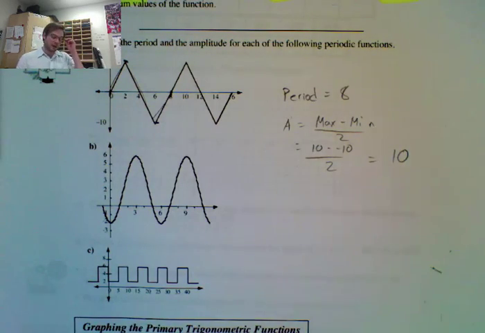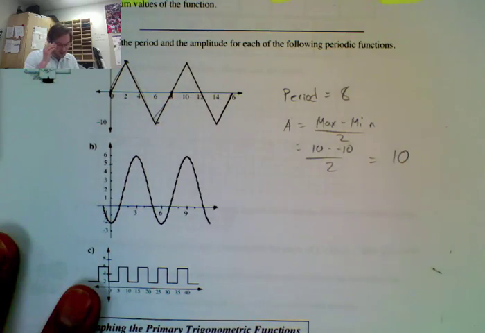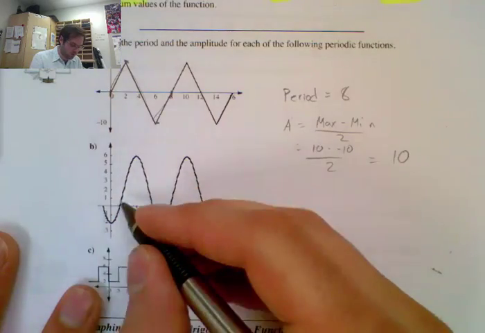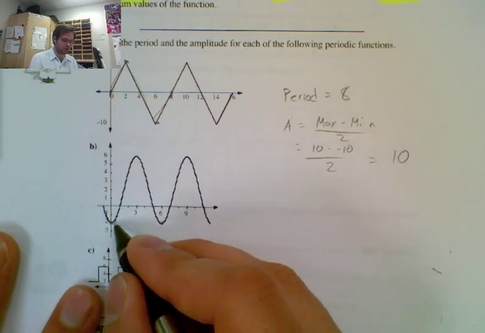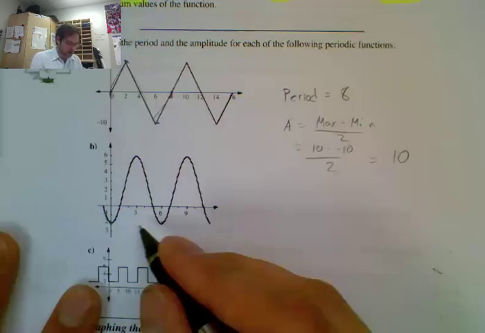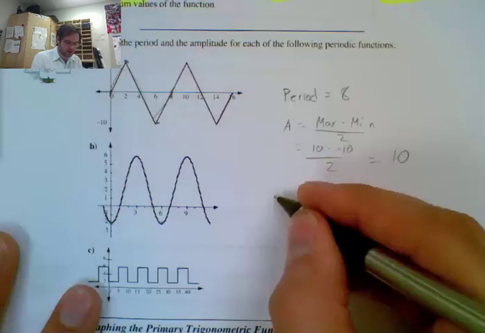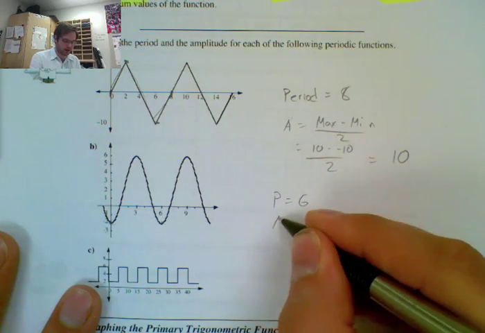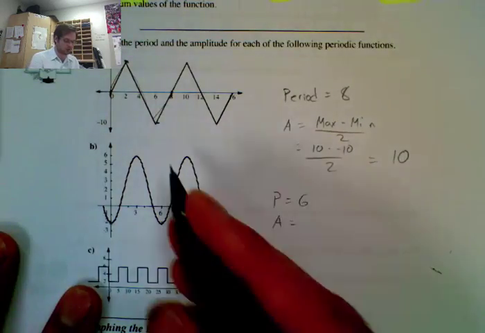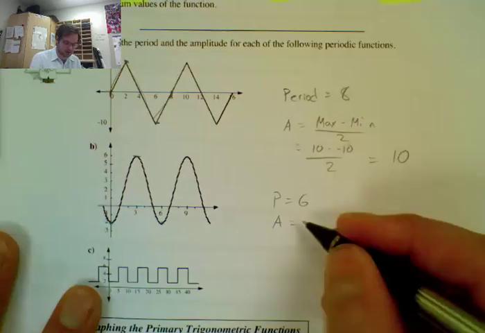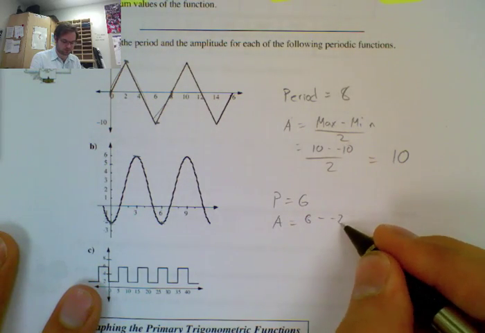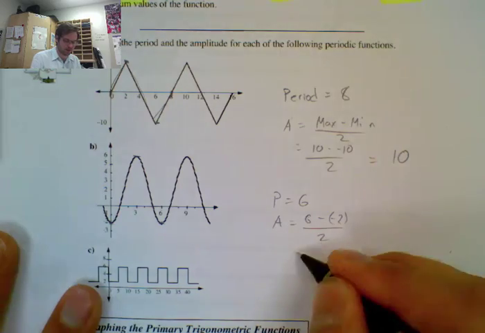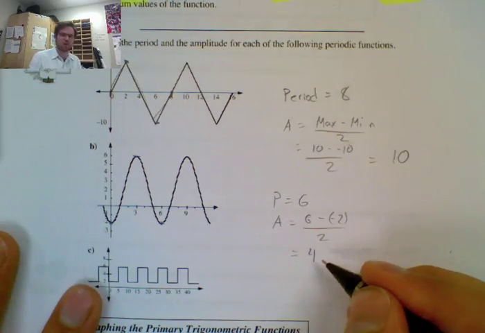Okay? Now let's take a look at B. We go from this point to this point. That's where my period repeats, so it goes all the way up, then down. That's going to be a total of 6, so my period is equal to 6, and my amplitude is equal to, well, my max is 6, and then we're going to subtract negative 2, and then we're going to divide that by 2, which is going to give me 4.